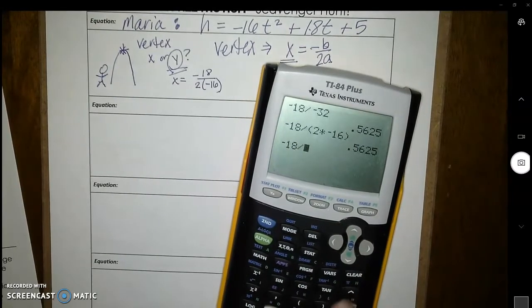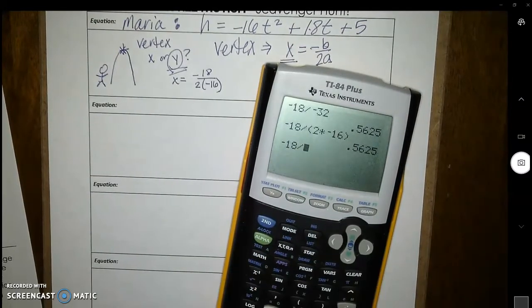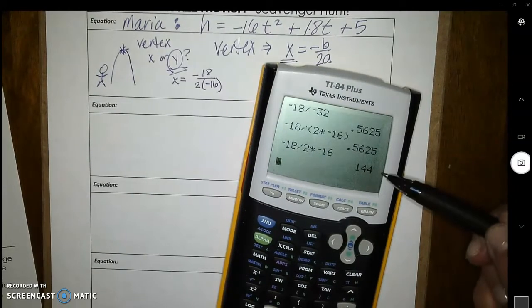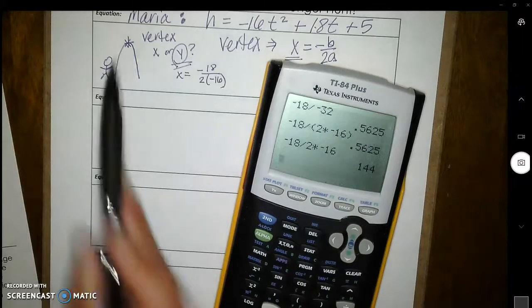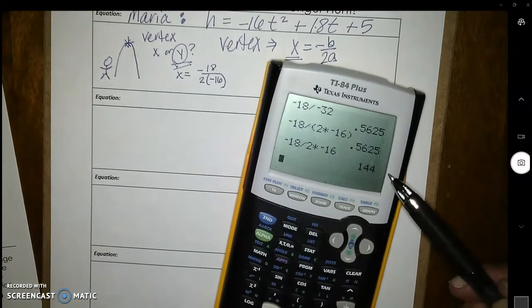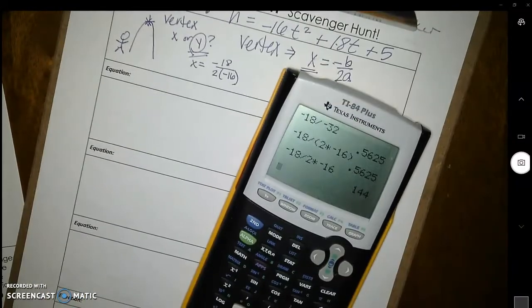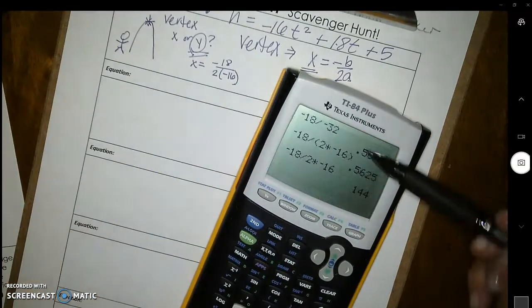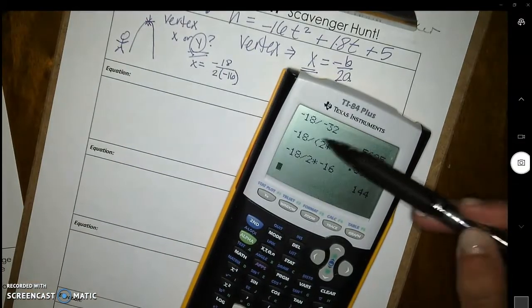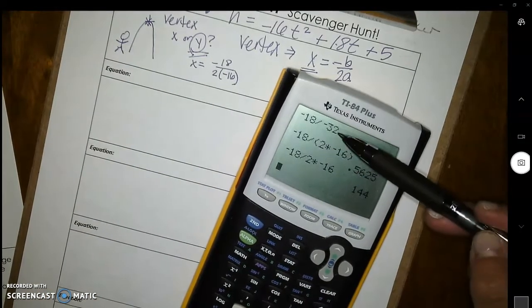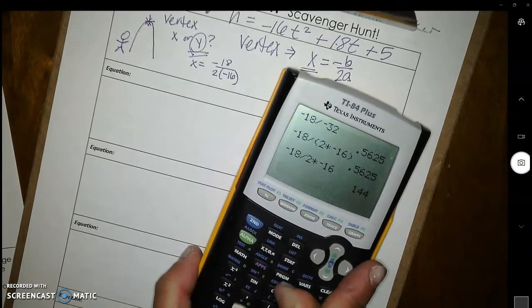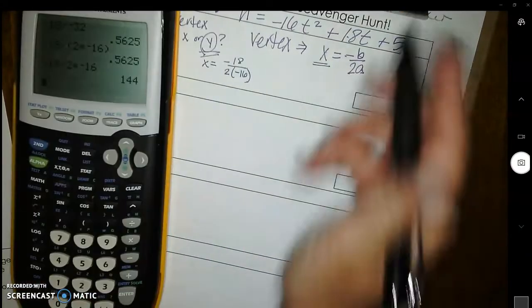So check this out. If I did negative 18 divided by 2 times negative 16, I get 144, and that is not correct. She is not going to be in the air for 144 seconds, okay? So kind of keep that in mind. You have to be smarter than your calculator and type it in correctly. So make sure you put your denominator in parentheses or just figure out what your denominator is and type it in. Okay, so we got X to be .5625.